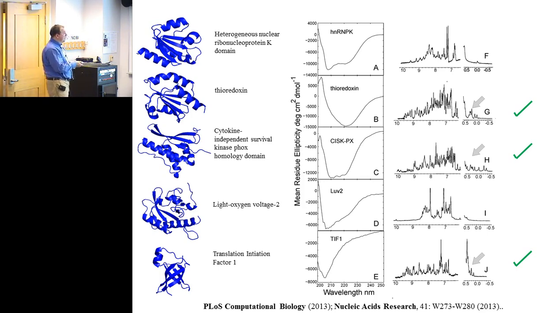So we see that G, H, and J have these unique features, and we come to the conclusion that these proteins are well folded, while these are moderately folded. There is some structure there, but these are not stable domains. So we use two experiments: we look at the secondary structure using CD, and then we look at the fold of the protein by NMR.